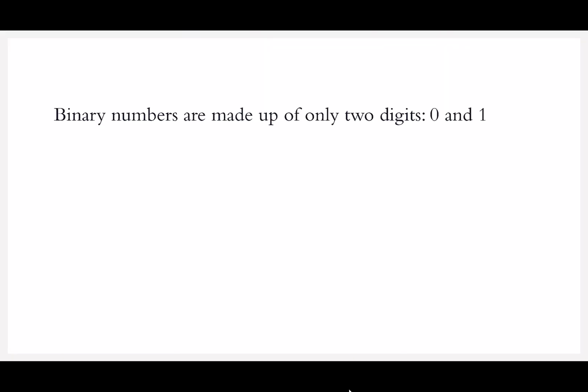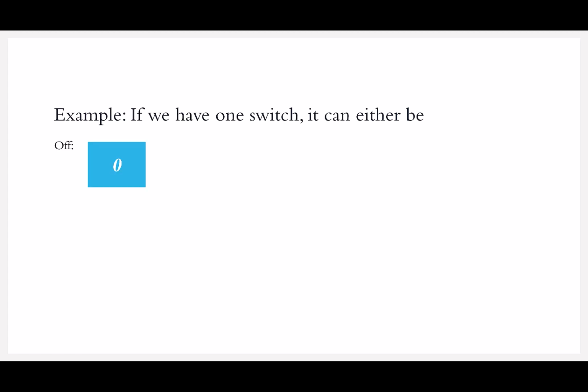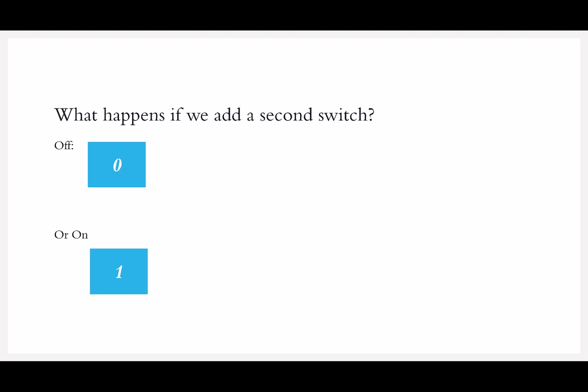Binary numbers are made up of only two digits, 0 and 1. Often in computers, 1 means that something is true or on. 0 then stands for false or off. For example, if we had one switch, then it can either be off, which we would write as 0, or on, and we would write that as 1.